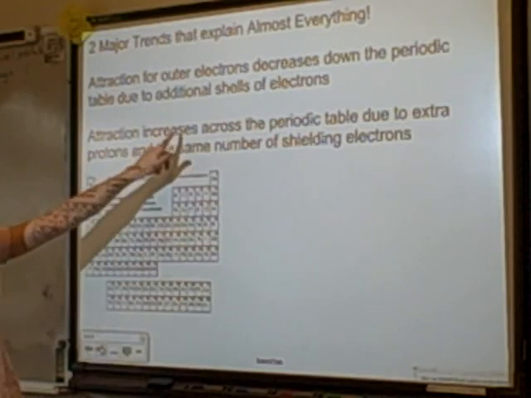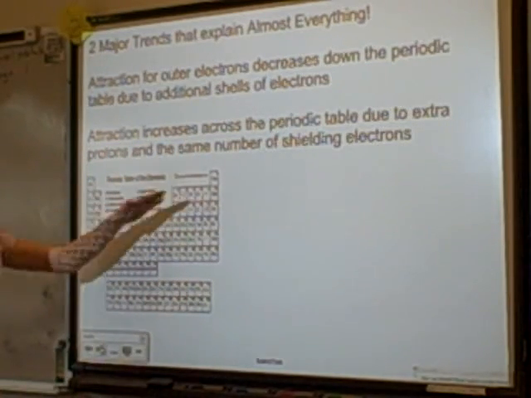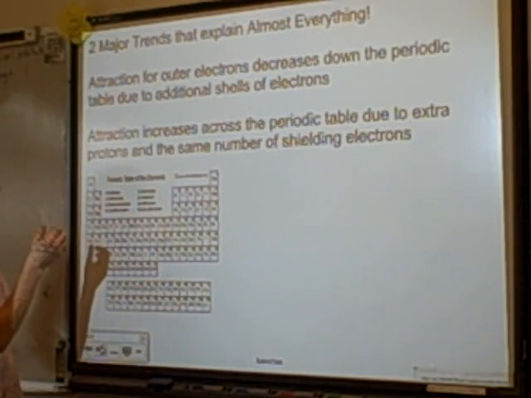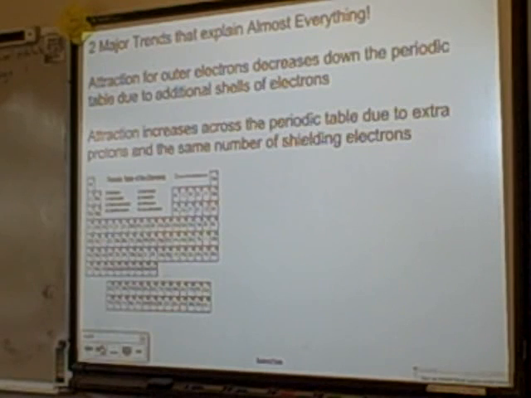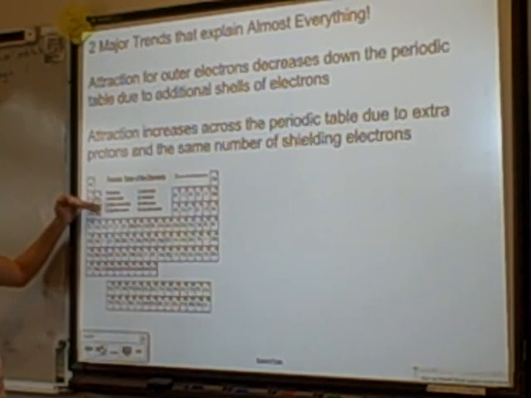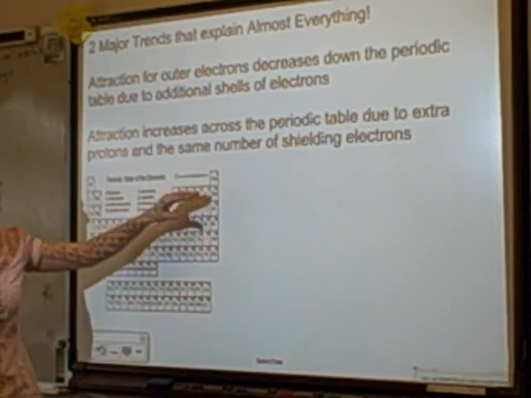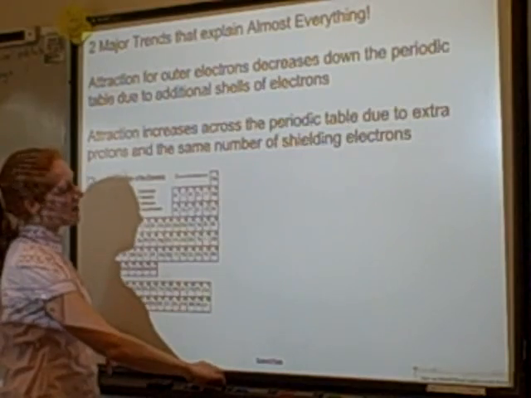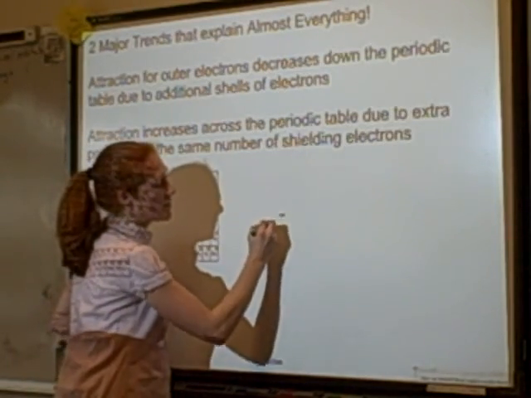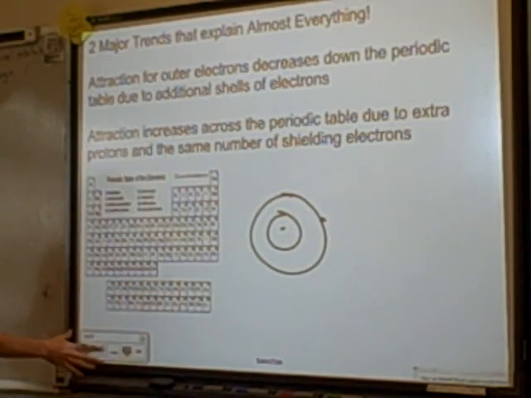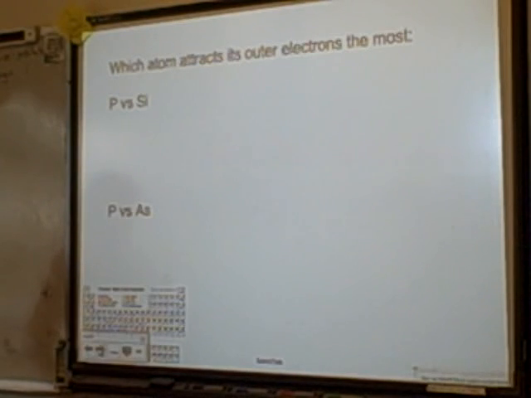The second trend is attraction increases across the periodic table. That's because you're keeping the number of shielding electrons the same, and you're just adding more and more protons. It's kind of like you have more and more people sitting next to you at the concert. They're not blocking you. You're not going a row further back. You're just having more people sitting beside you, and the concert's getting better and better. There are more and more protons, because we're always looking at how many protons are in the center to attract the electrons on the outside, and how many electrons are blocking it. So, two major trends. Let's look at a couple more.